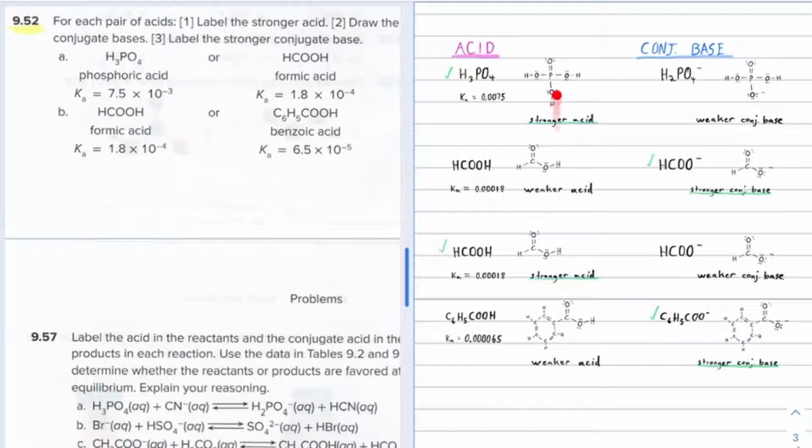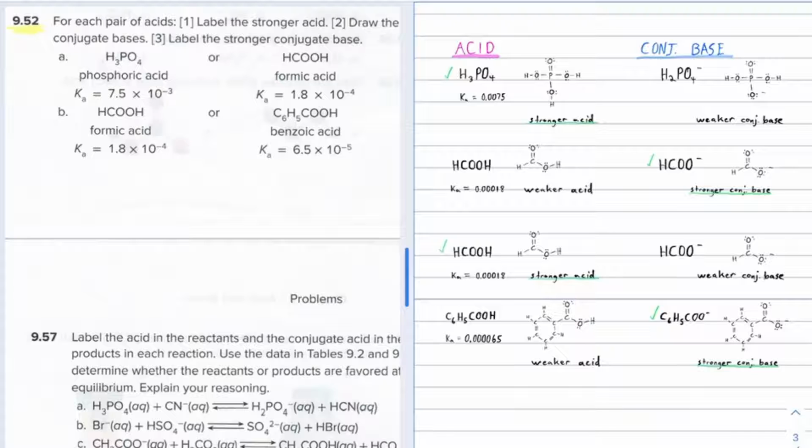So which one of these is the stronger of the two? Well, it's going to be the H3PO4 because it has a larger Ka. The Ka indicates how many of these molecules do lose their protons. The larger the Ka, the more of them that lose their proton, and the stronger the acid is. It has the greater ability to donate its proton in a reaction. So the Ka tells us that phosphoric acid is stronger.